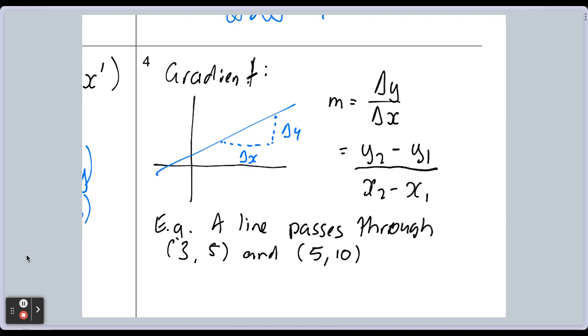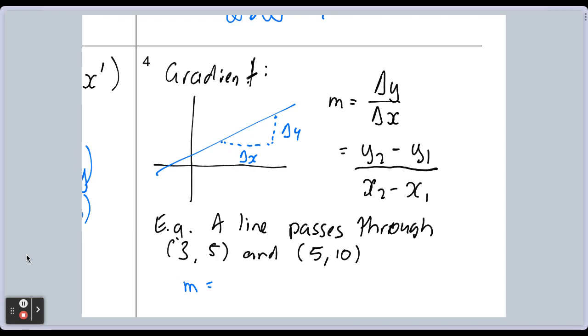And it's a matter of plugging it in. So I've got an example here that I'll do for you. Really simple. If I was told that a line passes through (3, 5) and (5, 10), find the gradient. It doesn't matter which way you go. You can identify the first set or the second set as x2, y2, as long as you keep the x2, y2 together and the x1, y1 together. Never do x1, y2. That won't work for us.